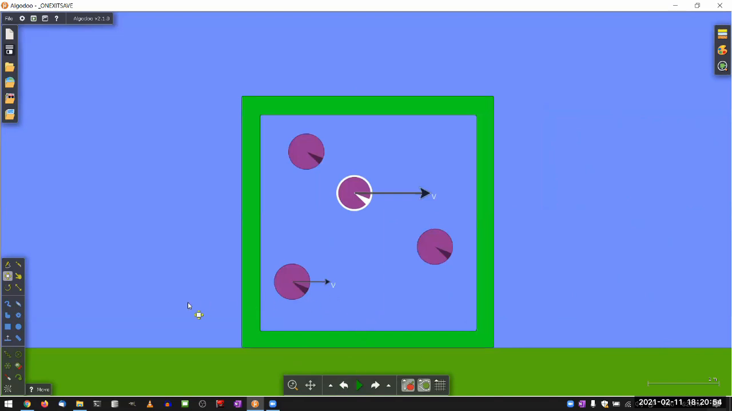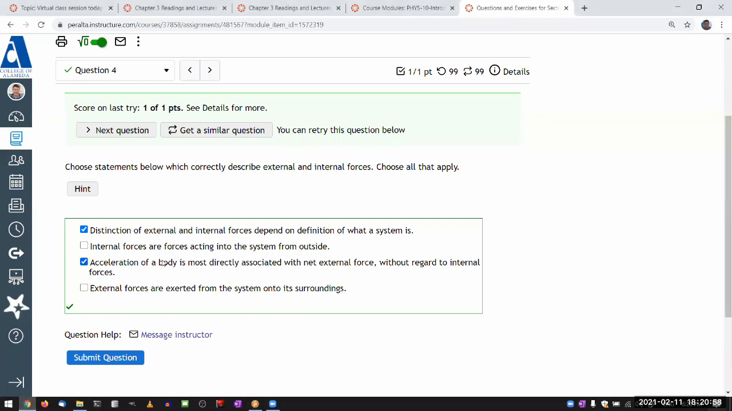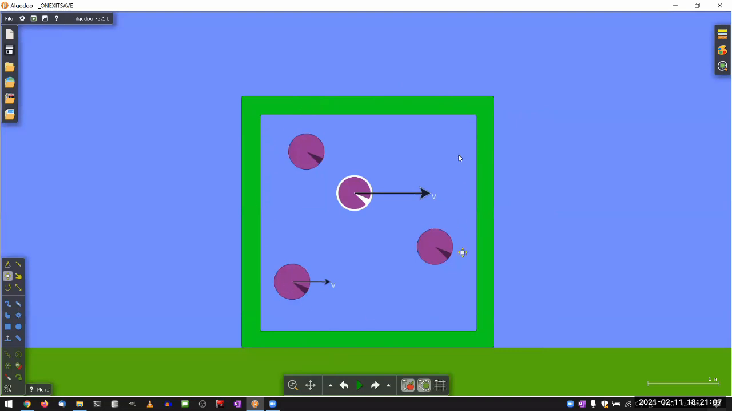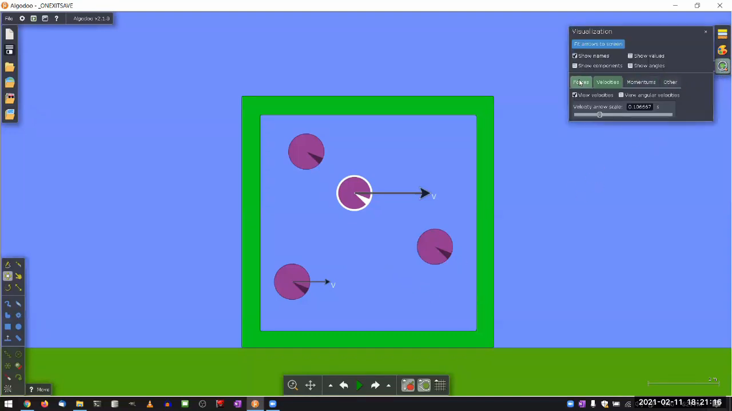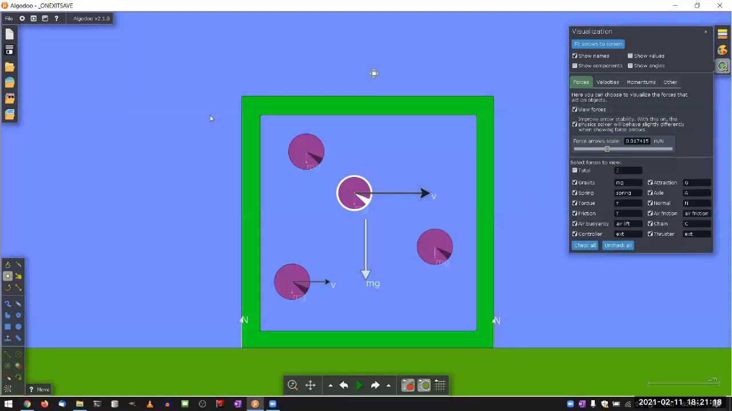What I want you to illustrate from the homework question is that acceleration of a body is associated with the net external force. So when you look at this interaction here, the only forces that you can see here are internal forces. And let me show you what I mean. So this is the view forces.